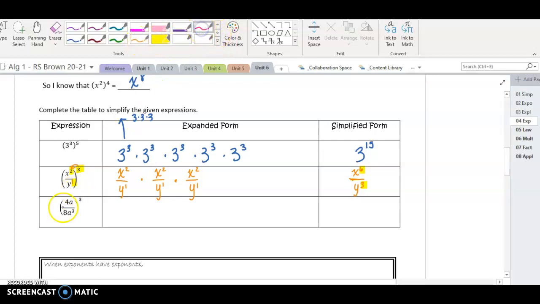All right. And then we have 4a over 8a to the third, all raised to the third power. All right, that means I have 3 groups of 4a over 8a to the third. There are so many ways you can do this. 3 groups of this.